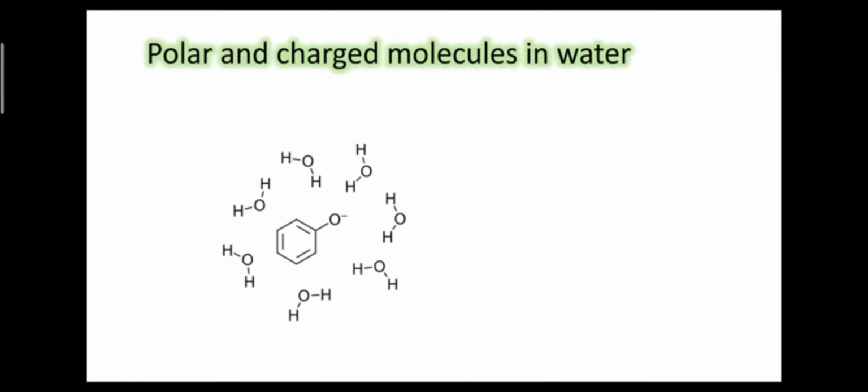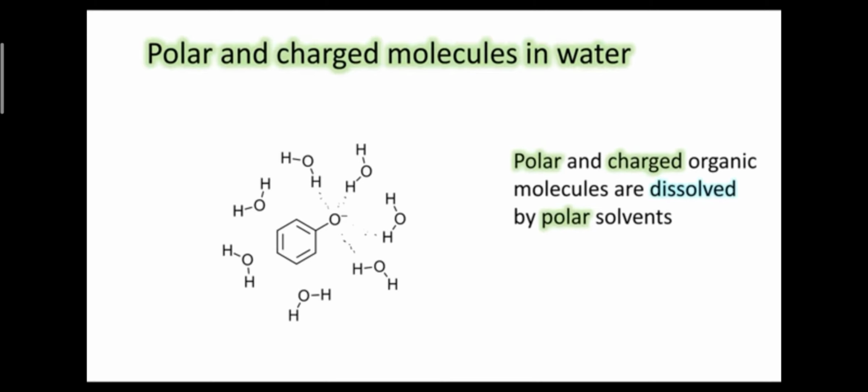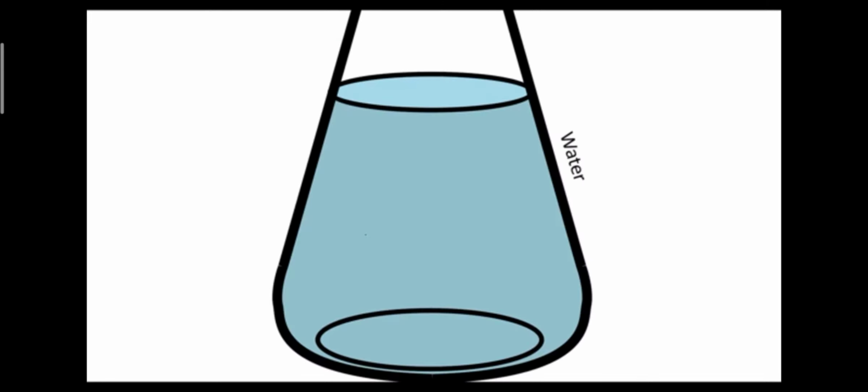Polar and charged molecules in water. The water molecules arrange themselves and solubilize the organic molecules that are polar and charged. In the organic molecules, there will be lone pairs, and these lone pairs will form hydrogen bonds with water molecules. More generally, we can say that polar and charged organic molecules are dissolved by polar solvents.